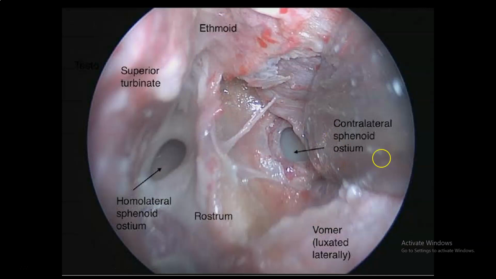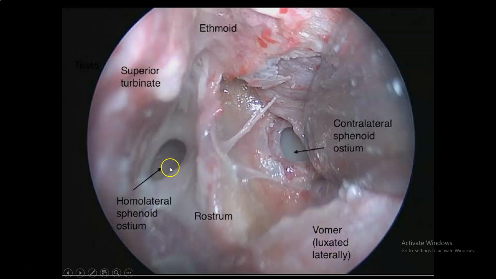This is after removing the bone, and we see that we have the right and left sphenoid ostia, and this is the rostrum, as we said, and it is articulating with the vomer. The vomer here is fractured and luxated and displaced laterally. So the vomer was here. The vomer is the posterior part of the nasal septum. You have to break the vomer to reach the rostrum of the sinus and to open the sinus.